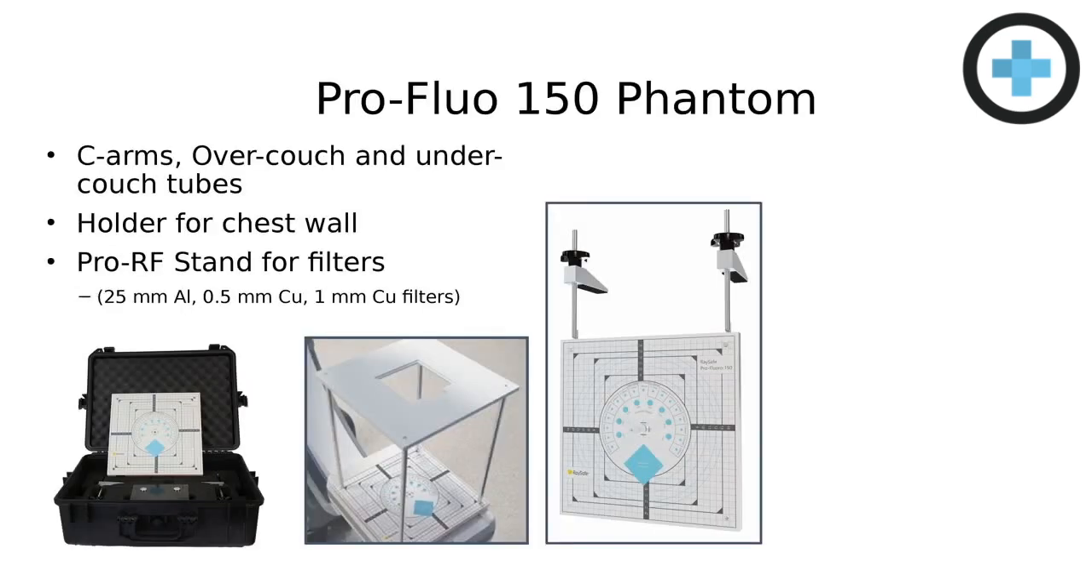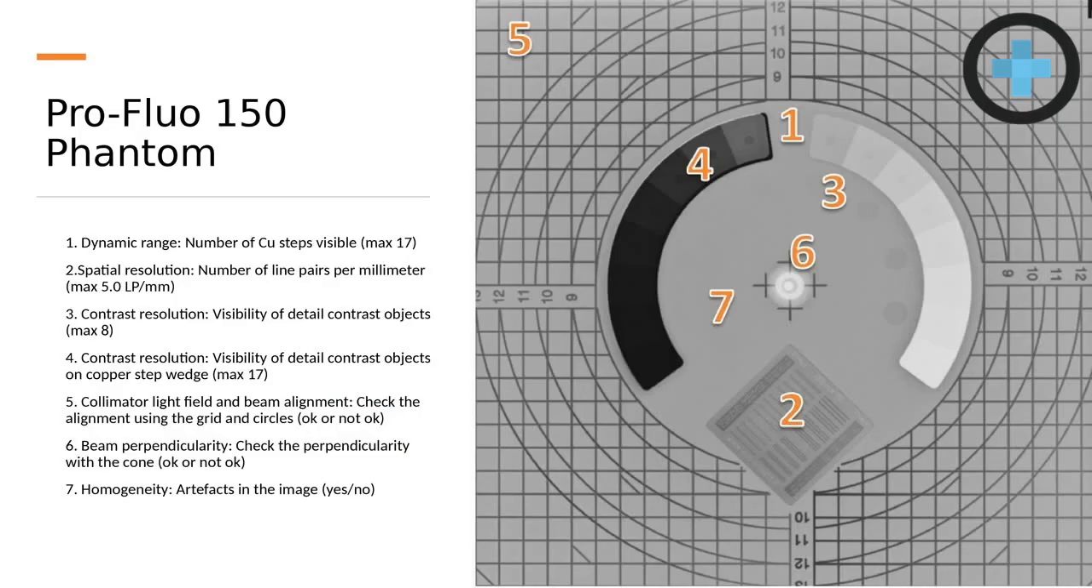Setup with this is going to be very similar to the ProDigi. You have various tools to hang up, whether setting up a C-arm or hanging for chest X-rays, etc., including various filters. So if we're looking at the testing, all the test elements are placed in a central circle, which is helpful for testing older fluoroscopes and using circular detectors. So the phantom consists of both grids and circles. You might also notice there are a lot more copper steps, 17 here.